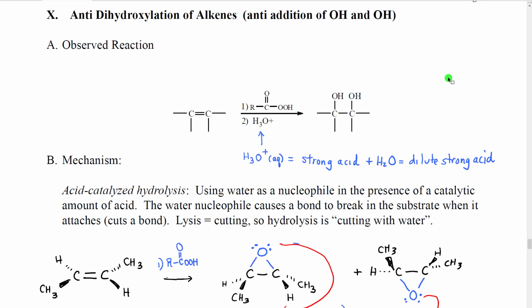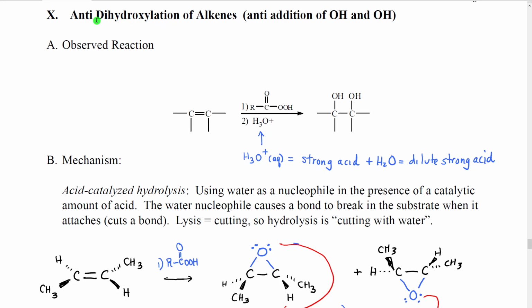The next reaction is going to be a modification of the epoxidation reaction. It's going to result in addition of two hydroxyl groups to the former carbons of the alkene. Therefore, it is called a dihydroxylation. Di meaning two.